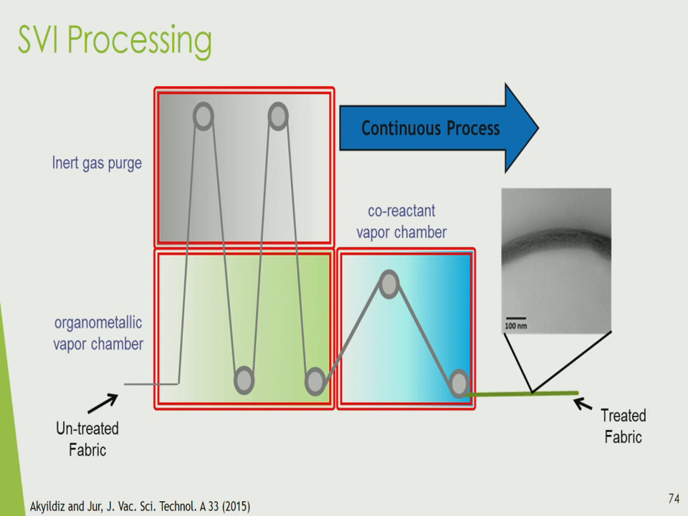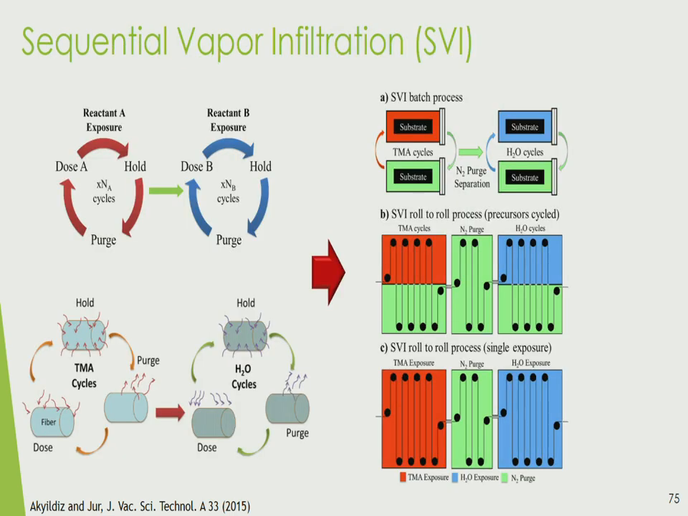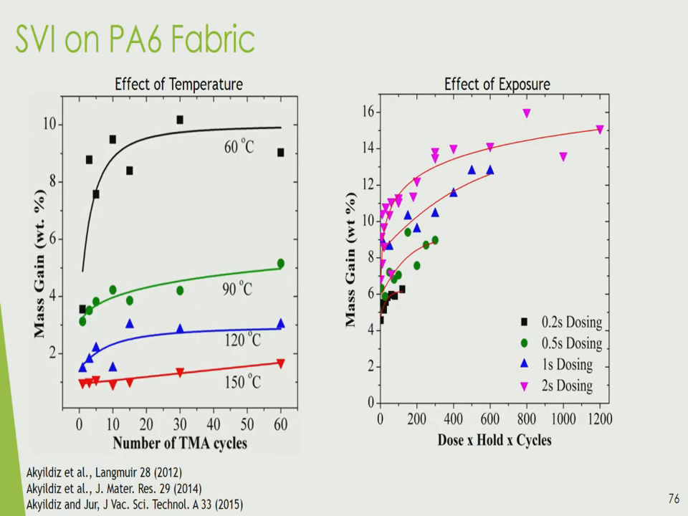So you can think about this as a continuous process very easily. And there's a lot of different ways in which you can look at it. This is a batch process. It's very similar to how we do it in our flow tube reactors, but then there are a lot of roll-to-roll processes that we can imagine here as we move forward.